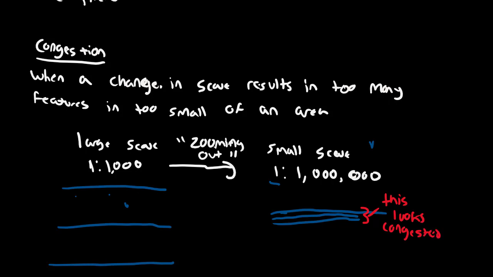So if we're trying to do something like place labels, we're going to have a much harder time with it in this case than in this case. And so we would have to make a decision of, okay, what do we do to make less congestion here? So that's what congestion is. It's when the real world distances between things stay the same, but because we zoom out, it starts to clump things together and it looks congested.